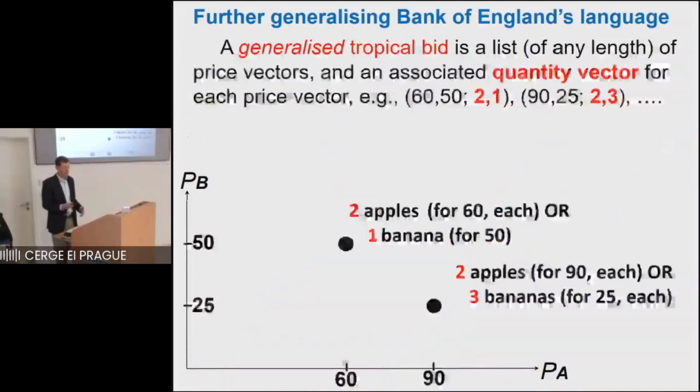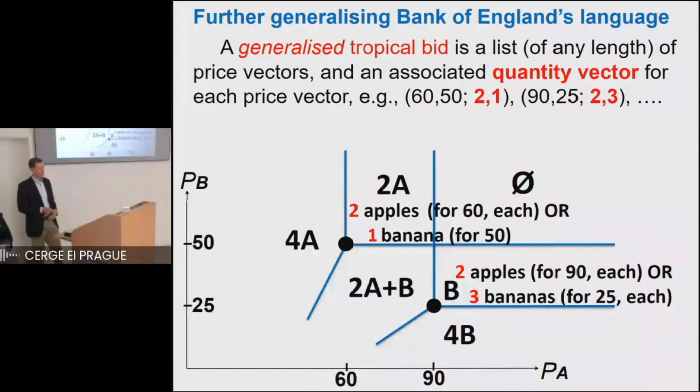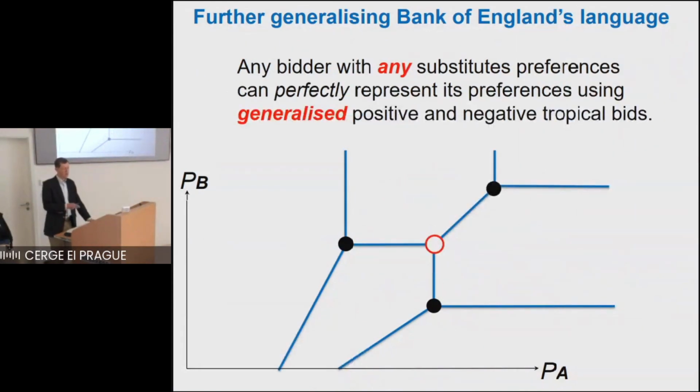You might then say, maybe I want to substitute, not just 1 for 1, but 2 for 1 or 3 for 1, so we can generalize our language further. And what's nice about this is that, and there are the pictures now, the tails are different shapes again, representing different substitution possibilities. Now, any bidder with any substitutes preferences, any kind of substitutes, perfectly represents its preferences with this generalized tropical language. The generalized tropical language exactly expresses substitutes preferences and nothing else. So this is a new way of characterizing what substitutes preferences means.